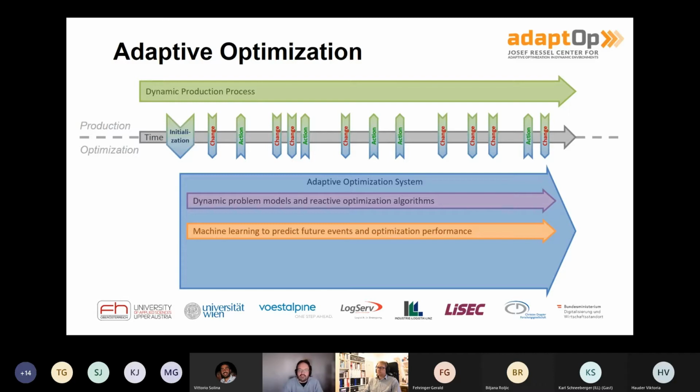And if we integrate these two, the dynamic problem models and reactive algorithms, and the machine learning models to predict these events and optimize the performance, we will be able to build adaptive optimization algorithms. So optimization algorithms which reconfigure themselves, which change their parameterization, for example, depending on the current situation the production process or production system is in. That's the goal which we strive for in our Josef Ressel Center adaptOp.